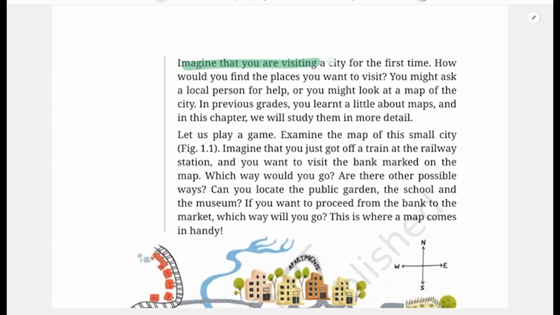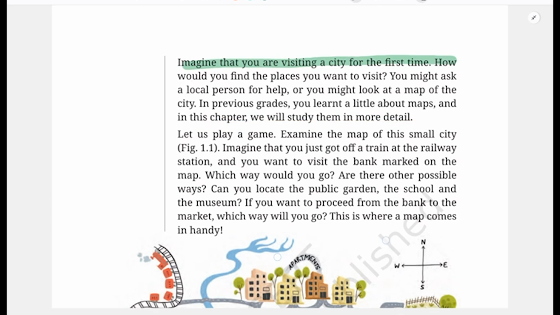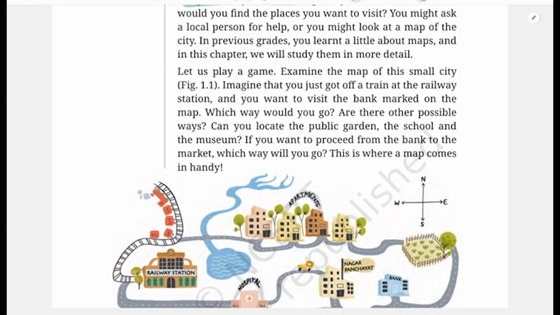Imagine that you are visiting a city for the first time. How could you find the places you want to visit? You might ask a local person for help, or you might look for a map of the city. In the previous grades, you have learned a little about maps. In this chapter, we'll study more in detail about maps. We'll understand what is the use of a map, how do we identify the places on the map, and what can be represented on different categories of maps.